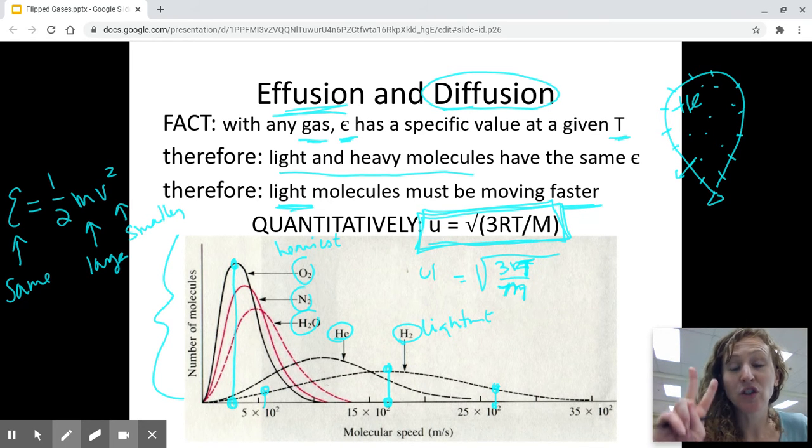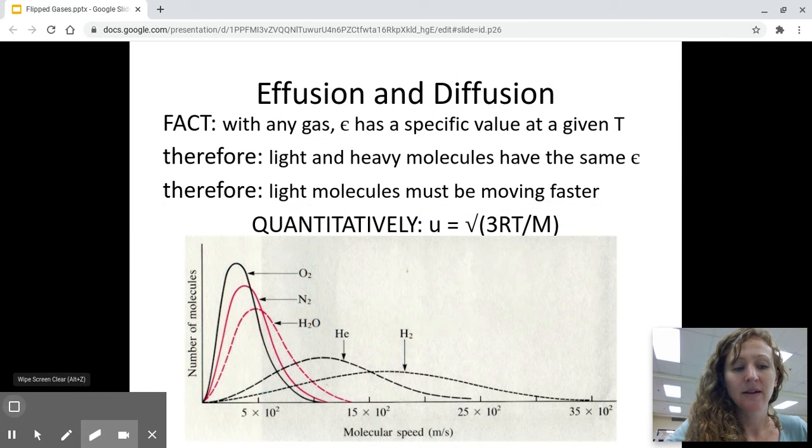Okay, so we have two formulas that involve our average speed or our root mean squared here. Can you write those two equations from memory? And are they on your reference sheet?